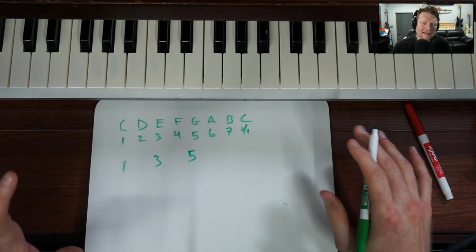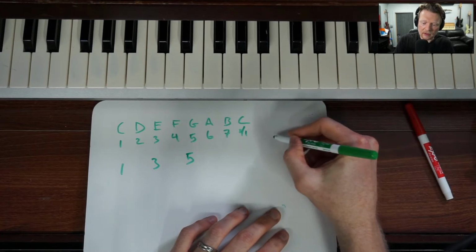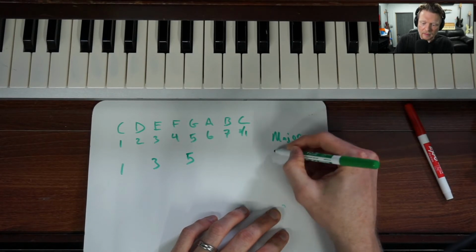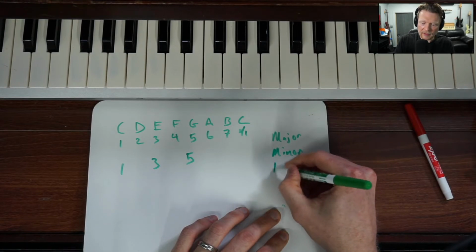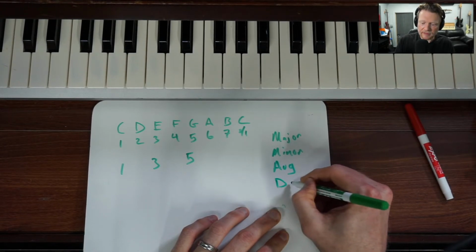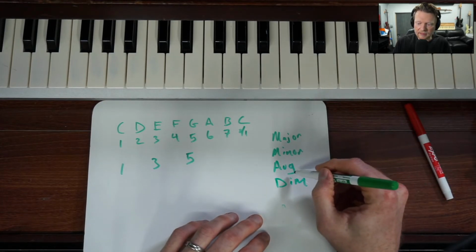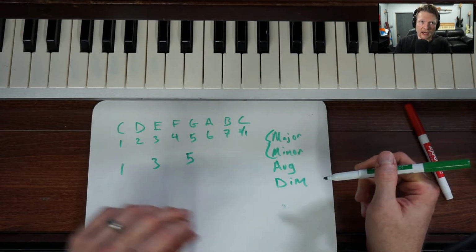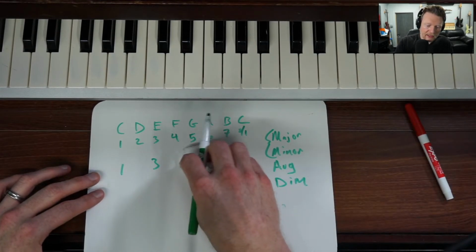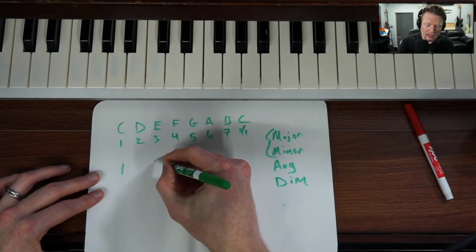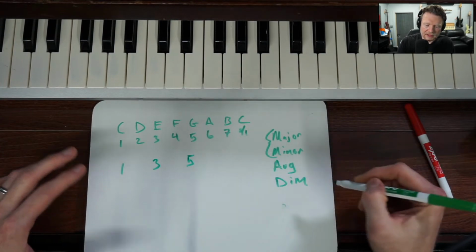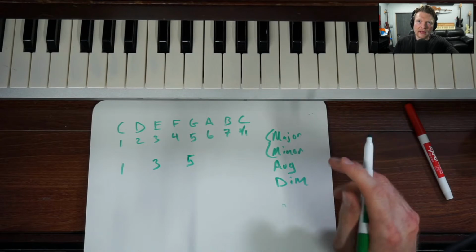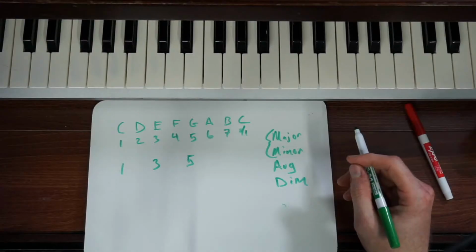Our basic chords are major, minor, augmented, which I'll write as AUG, and diminished. We will cover augmented and diminished another day. Right now, these are the two we're looking at, major and minor. They all use the 1, the 3, and the 5 as implied in their names. So if you've ever seen a chord that has another number attached to it, that's because it's playing the 1, the 3, and the 5 of the scale, but then adding something else to that.